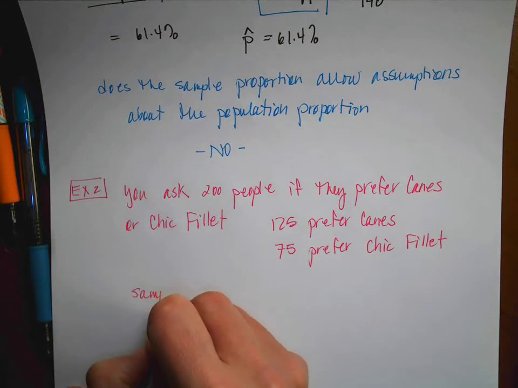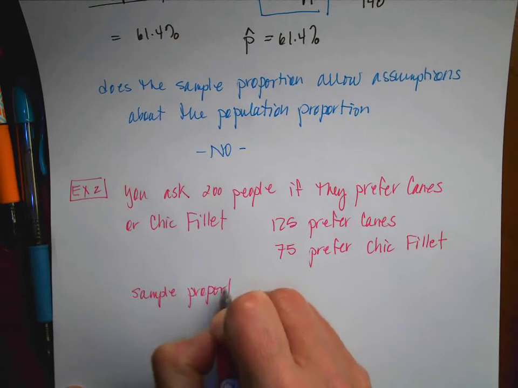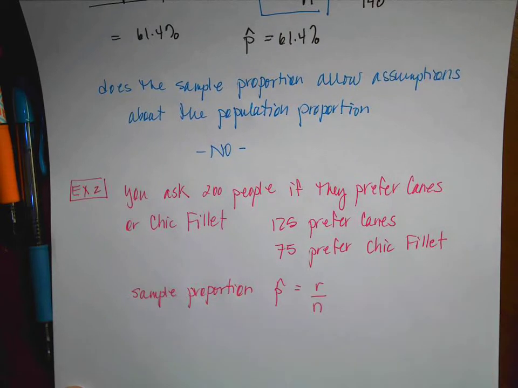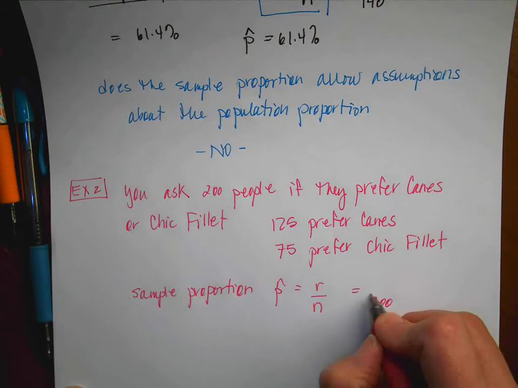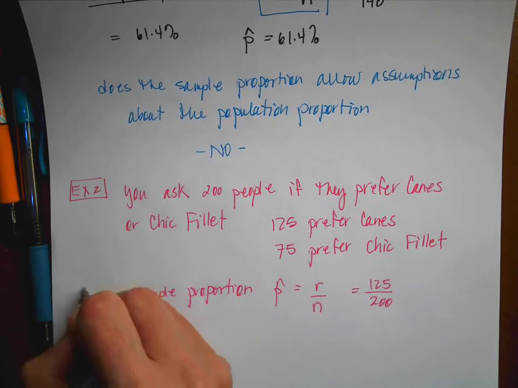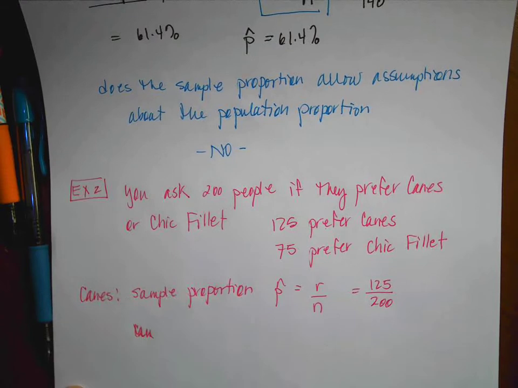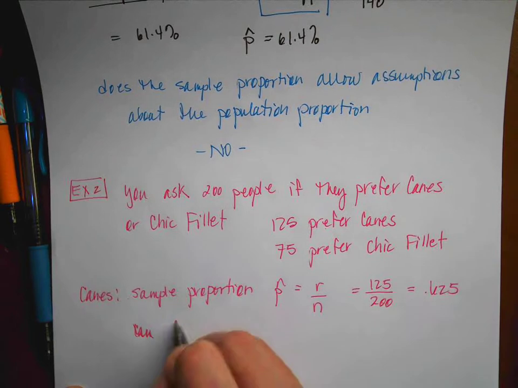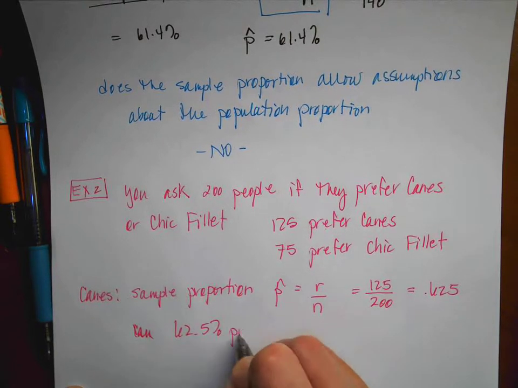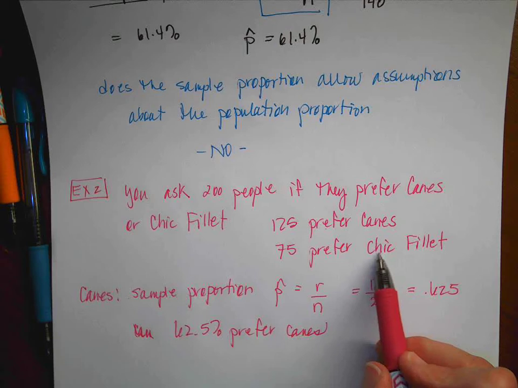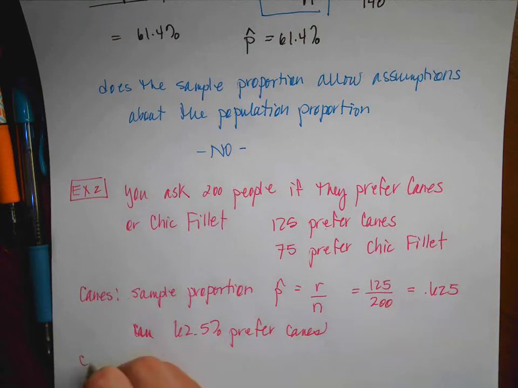So if I want to find my sample proportion, remember that is P hat, and it's going to be R divided by N. So my N, the total number of people that I observed was 200, okay? And then let's talk about Cane's. So I had 125. So we'll put Cane's out here, okay? So for Cane's, 125 divided by 200 is 0.625. So 62.5% prefer Cane's. Okay, and then we could talk about the 75 out of the 200.